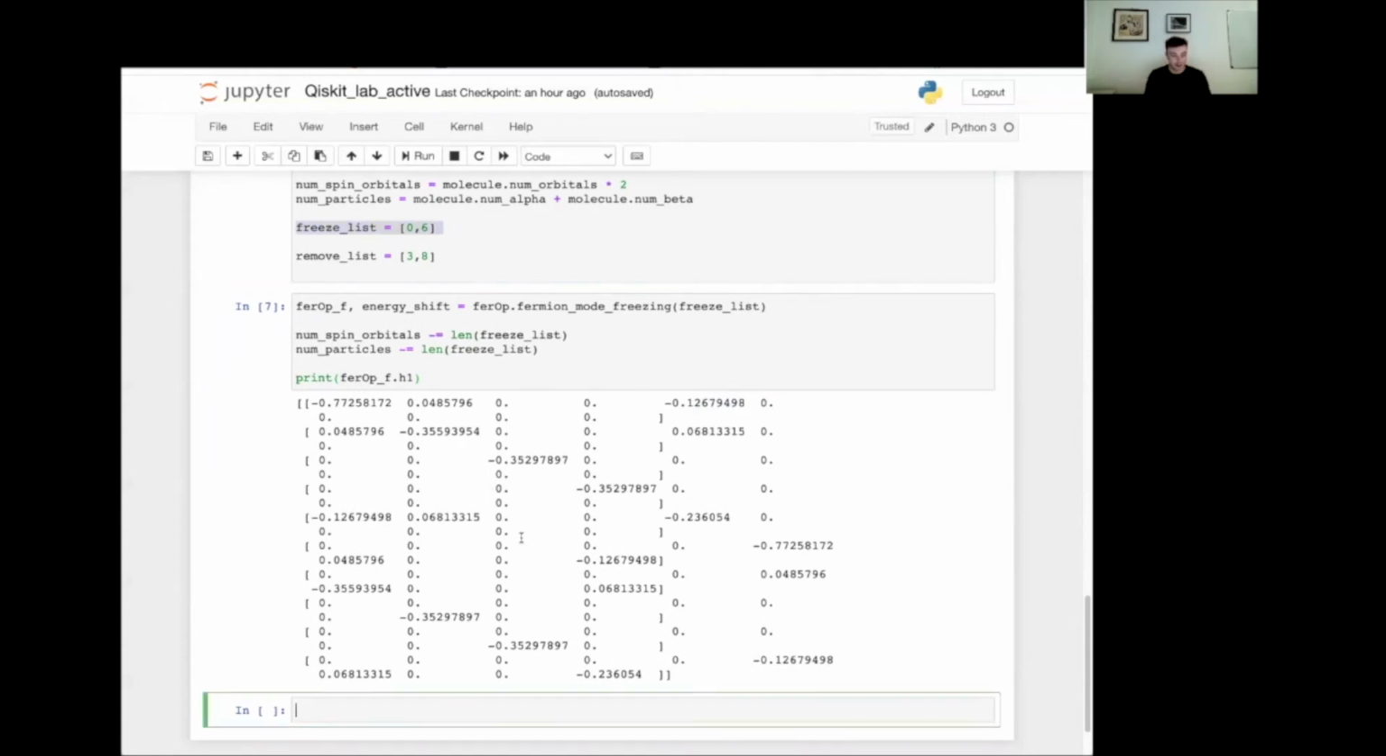Okay, after freezing, let's remove the 2 fermionic orbitals which we deemed too highly energetic to contribute anything to this dynamic, highly energetic and not very interacting. To remove them, let's use another method of the fermionic operator class, which is called fermion mode elimination. This is what I'm trying to call here, and let's feed this method with the remove list. And again, now we only have to update the number of spin orbitals, right? Because we are not storing any electrons in these orbitals that we want to remove. So the only thing that's going to be updated is the number of spin orbitals.